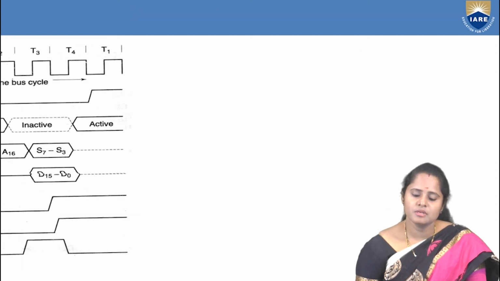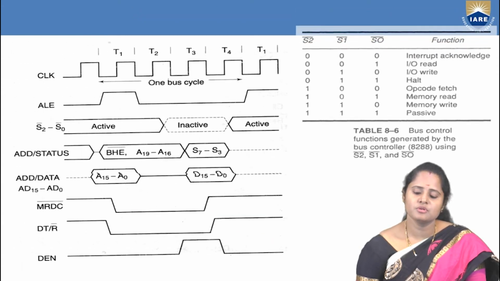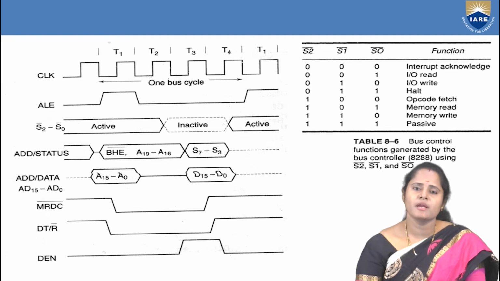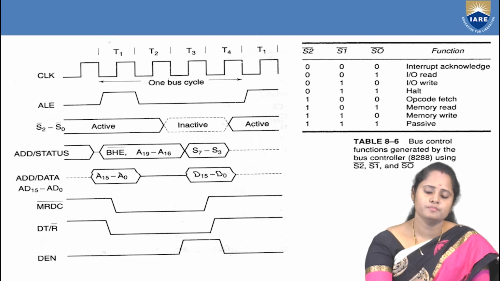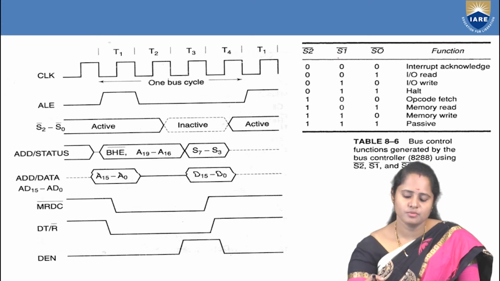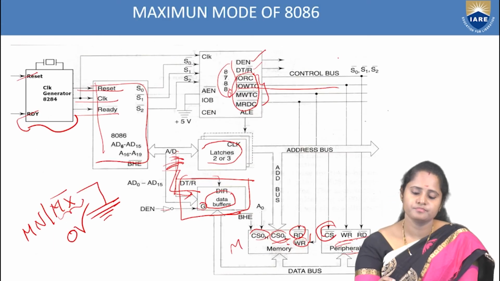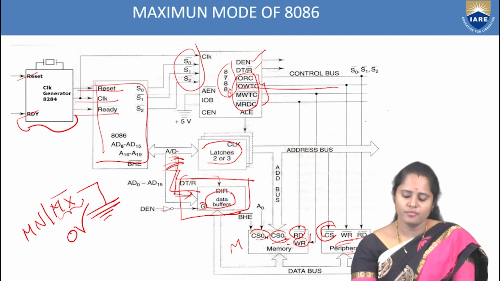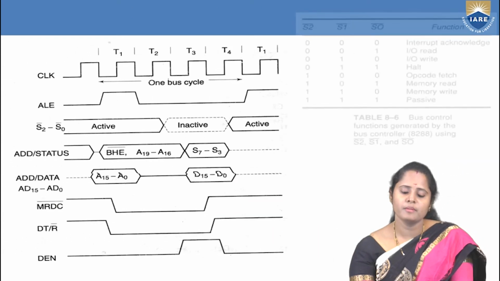So here for minimum mode and maximum mode, as we know, we need to know the timing diagrams, at which time period the data is enabled and which time period data is disabled. So here the status pins, S0 and S1, which are given here. These S0, S1 and S2 pins show you whether we are working in the IO mode or memory mode.